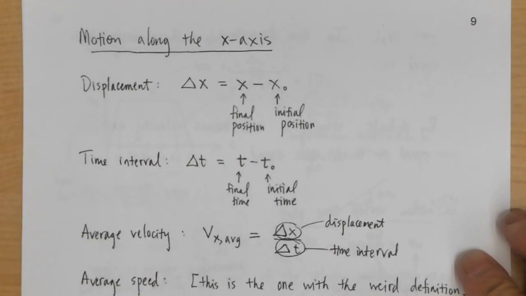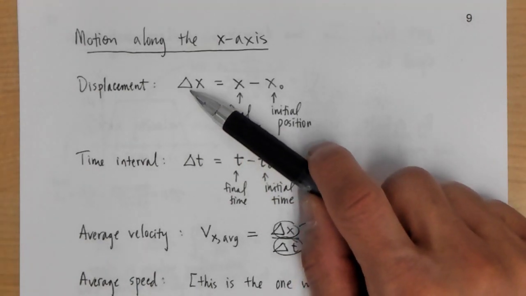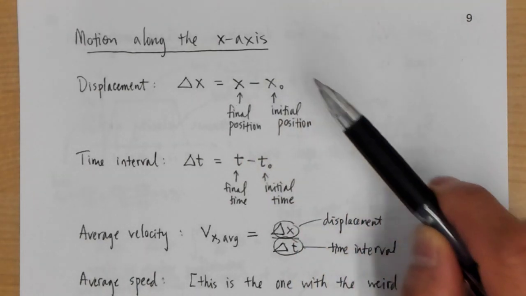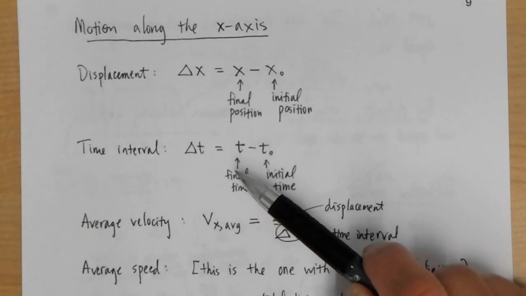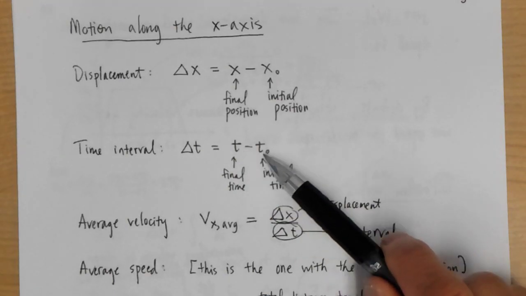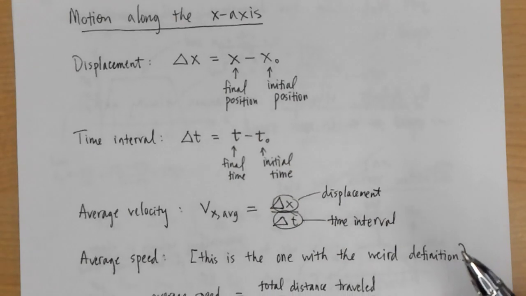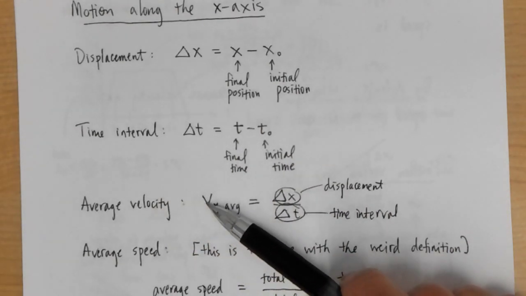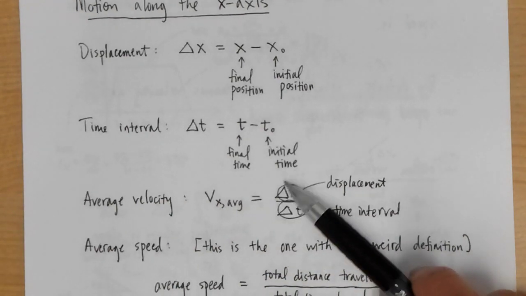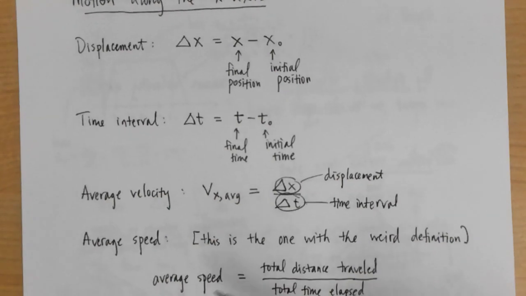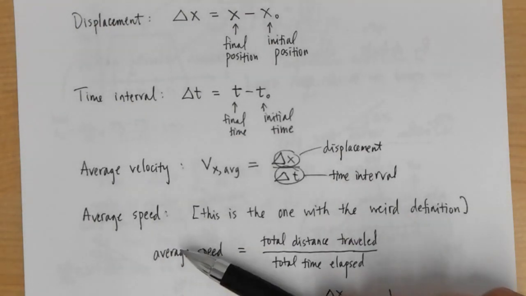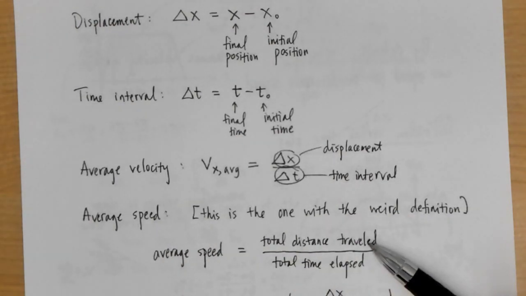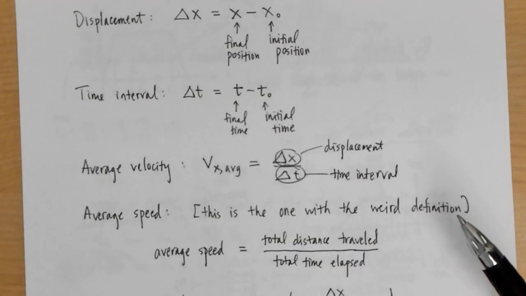Okay, now we talked about motion along the x-axis. So we have a displacement delta x is equal to x minus x0. Final position is x, initial position is x0. Delta t is t minus t0, the final time minus initial time. So for the average velocity, the x average is delta x over delta t. Now if we want to calculate average speed, in this course we didn't really do much with this, but it's the total distance traveled divided by the total time elapsed. This is not that useful.